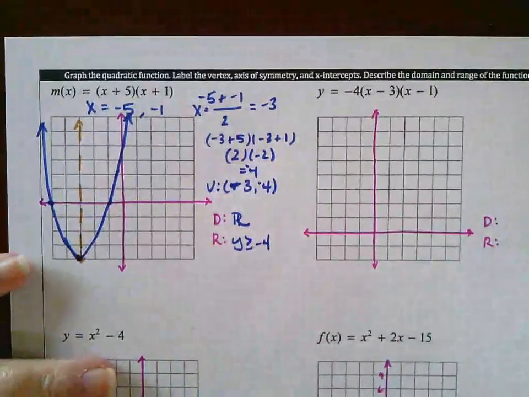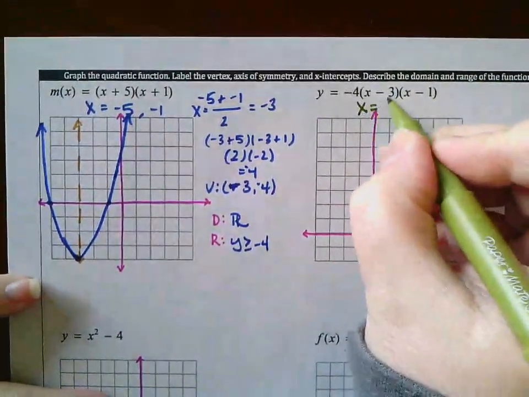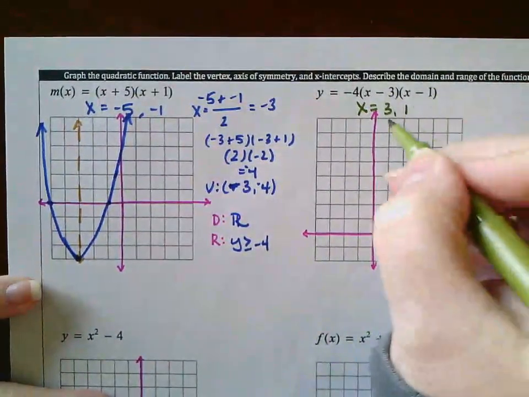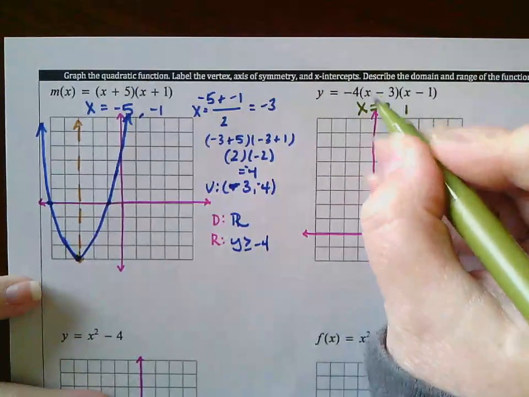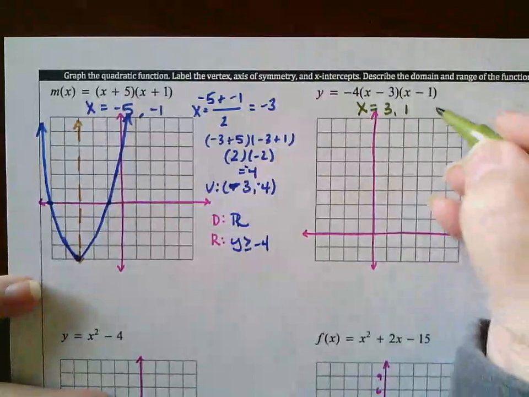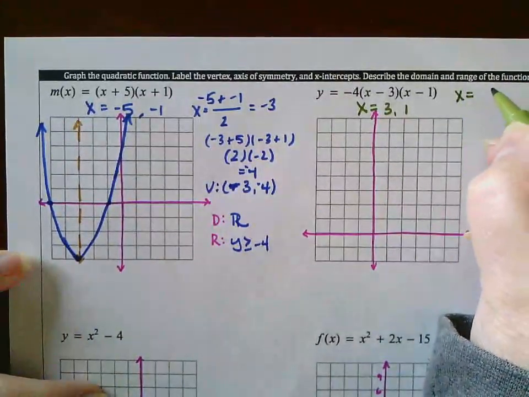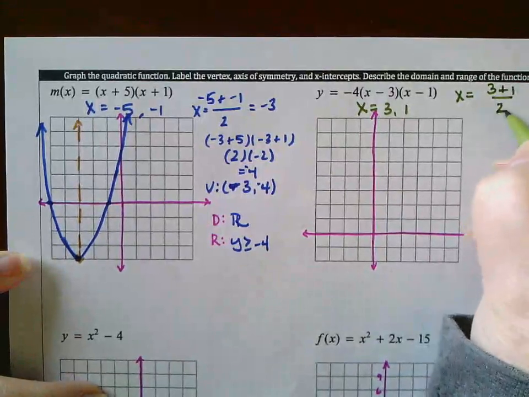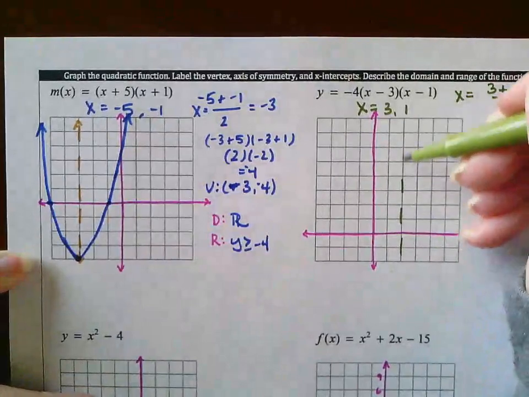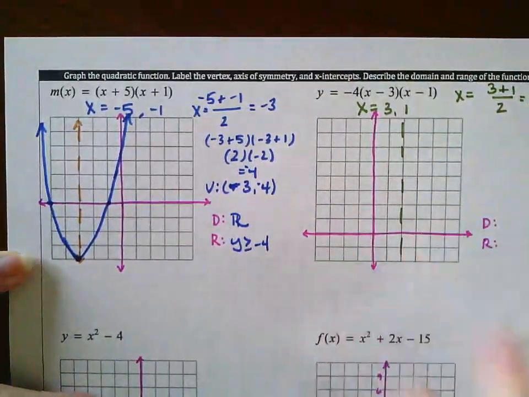Okay, so let's try it again. You get x is equal to 3, or x is equal to 1. That's your zeros. If I plug a 3 in here, makes this 0. If I plug a 1 in here, makes this 0. So if I want to find my axis of symmetry, I'm going to do 3 plus 1 divided by 2, which is 2. It means my axis of symmetry is right here. That means my graph is going to be symmetrical on both sides.